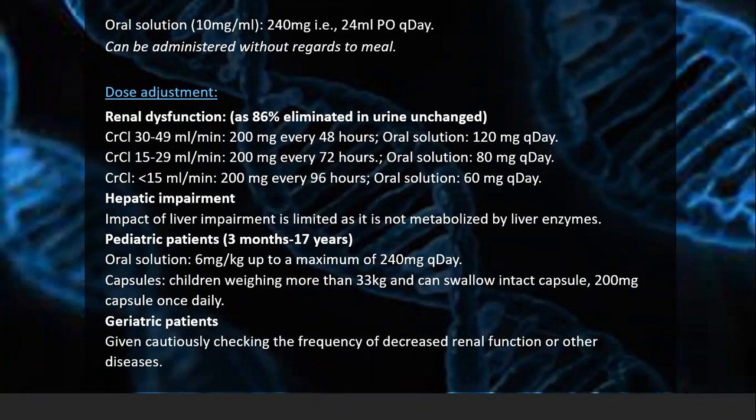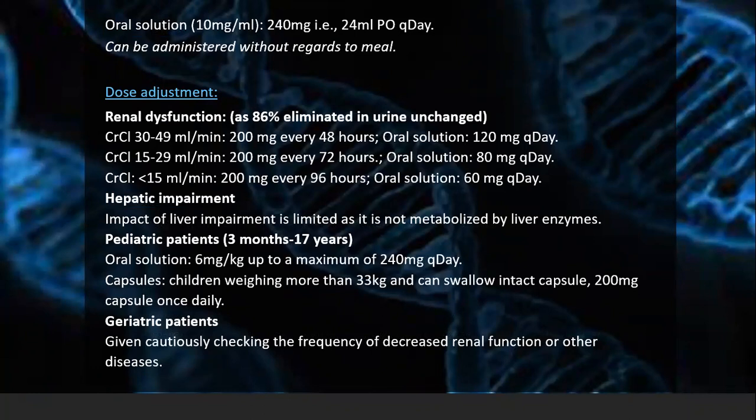Dose adjustment is required in renal dysfunction, as 86% of emtricitabine is eliminated unchanged in urine. If the person has a creatinine clearance of 30 to 49 ml per minute, then the time interval between two doses is increased, that is, the 200 mg capsule is given after every 48 hours. The dose for the oral solution is reduced to half, that is 120 mg per day.